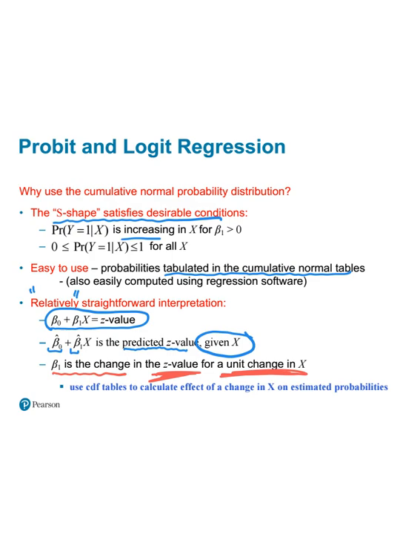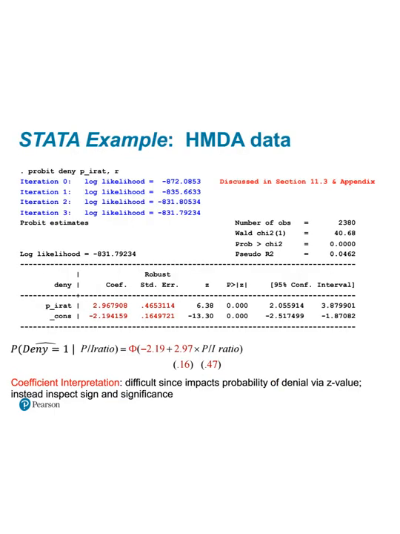We can say, though, that beta 1 being equal to 0.1 is going to change my z-value, or my z-index, by 0.1. And once we have that, we can use the CDF tables to calculate the effect of a change in x on estimated probabilities. So it takes a few more steps to say, when I change my x variable by 1, what is the actual predicted impact on my dependent variable? It has a few more steps in between, but we'll get there. Now let's look at what this is going to look like in Stata. Right here, we're going to tell it specifically that we have a probit model.